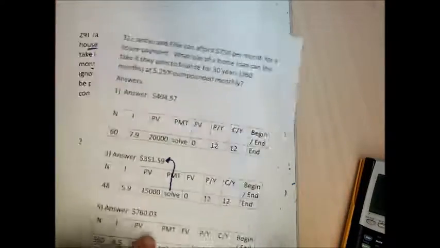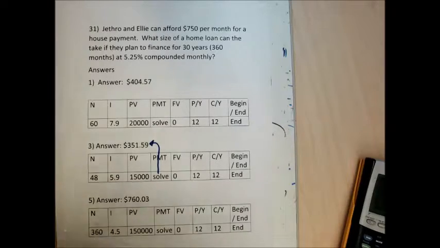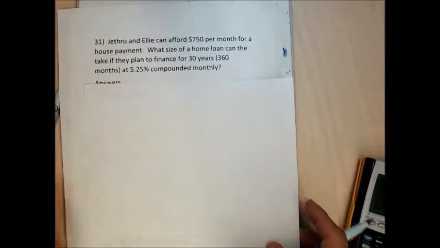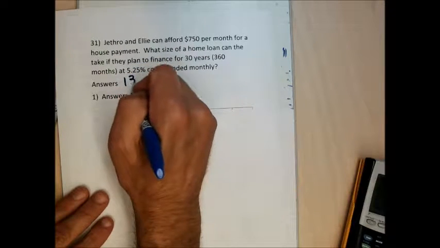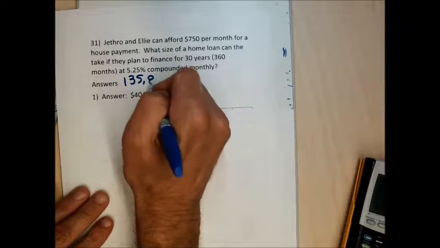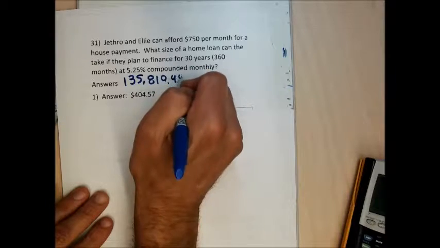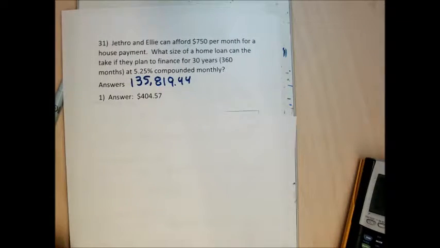One last problem for you to do, which is problem 31. And the answer to problem 31, assuming I have a correct key, is $135,819.44. And I'll talk you through it real quickly.